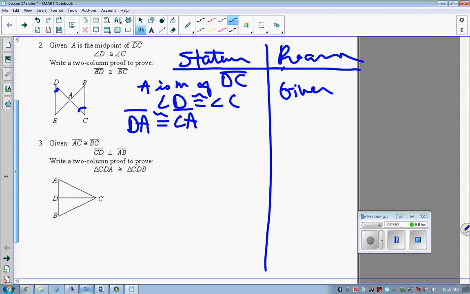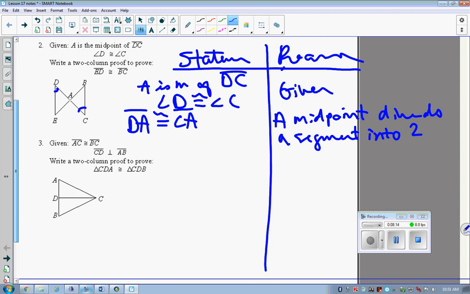What we're looking for is a midpoint divides a segment into, yeah, but that's kind of the point, you have to figure out how to say it, into 2 congruent segments. All right. So now I can say that those 2 segments are equal, right? Can anybody see what's left that we can use?